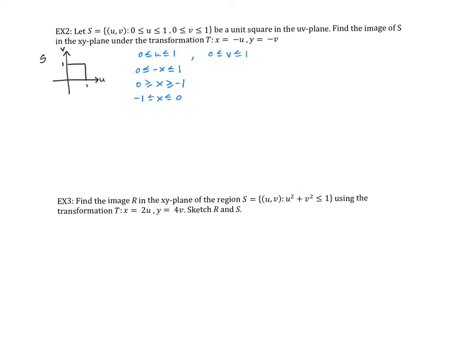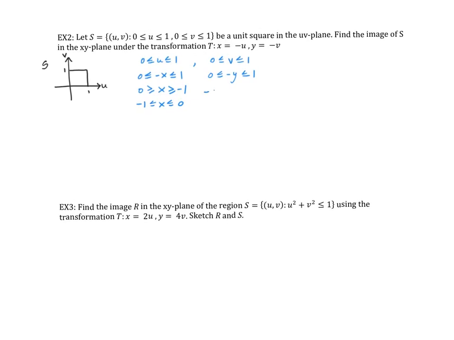My v values go from 0 to 1, and I know that v is equal to negative y. So I'm going to do the same thing here. I'm going to replace v with negative y, multiply through by the negative 1, flip the signs, and so on. I have my y values go from negative 1 to 0. And this is also a unit square.